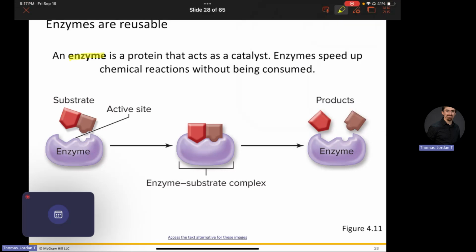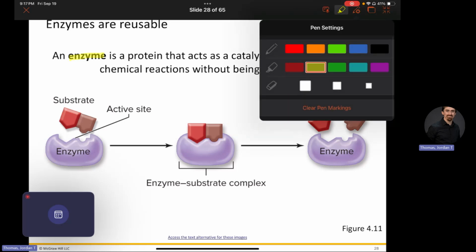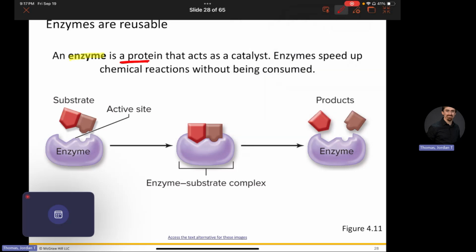So an enzyme is a protein that acts as a catalyst. So it is a protein. It acts like a catalyst. A catalyst is something that speeds up a reaction. So an enzyme speeds up a chemical reaction without being consumed.